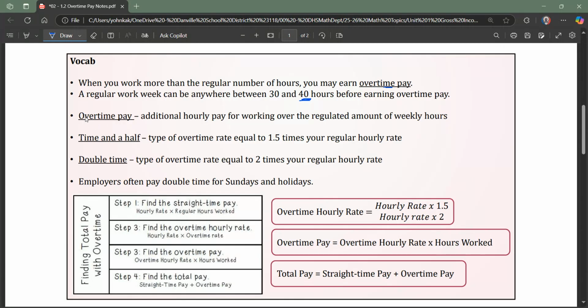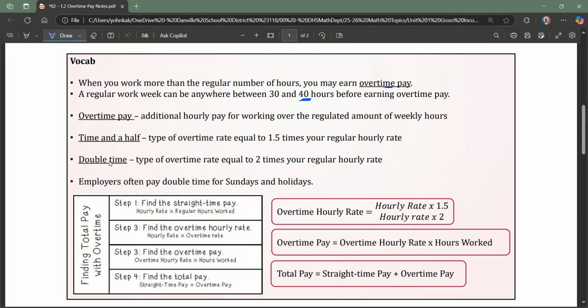One type of pay, overtime pay, is when you are paid an additional hourly pay for working over the regulated amount of weekly hours. And it differs from place to place. Every place of employment has a different total number of hours for regular.